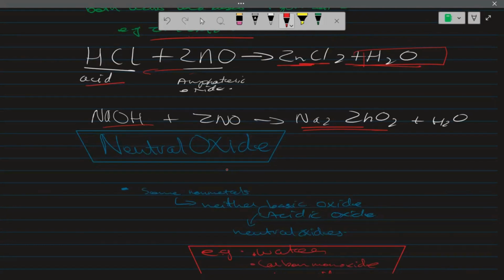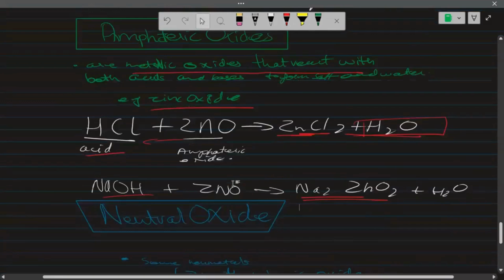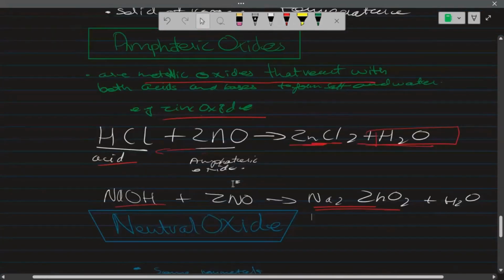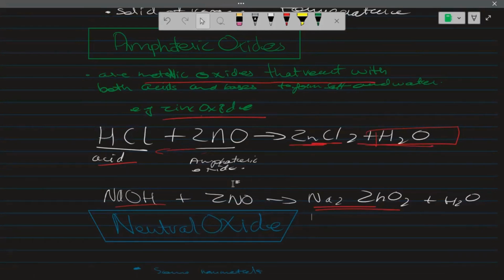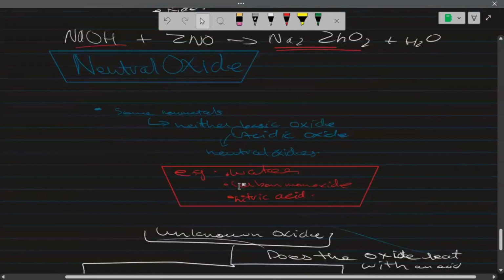Okay, hence it is called amphoteric, meaning that it shows the nature of both an acidic oxide and a basic oxide. So what are some other examples? You can take other examples like aluminium oxide, and lead oxide is also a good example of an amphoteric oxide. So we are done with amphoteric oxides.